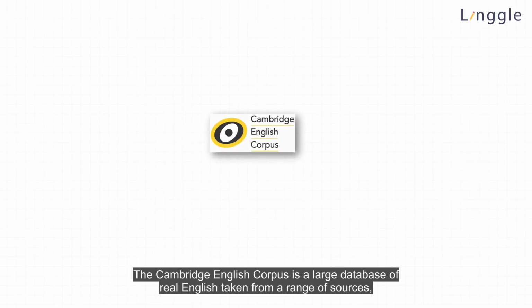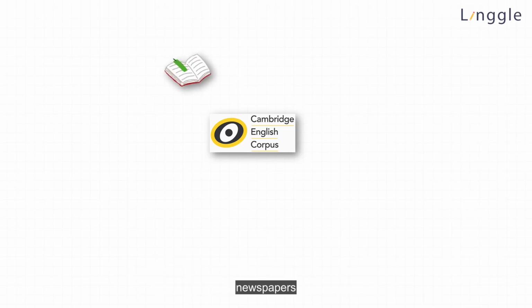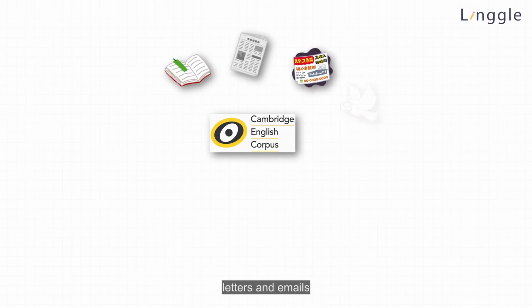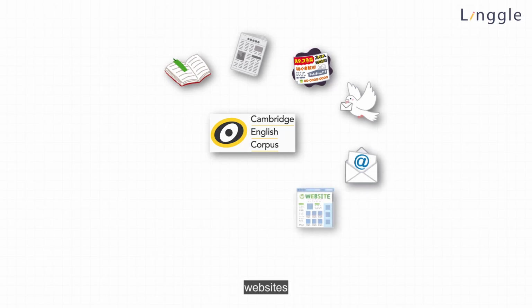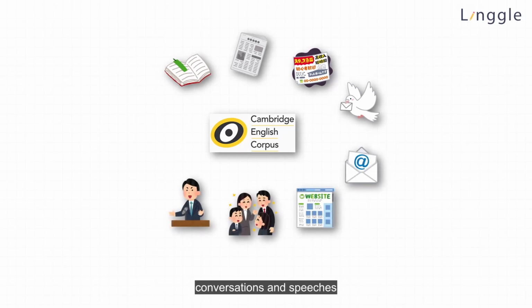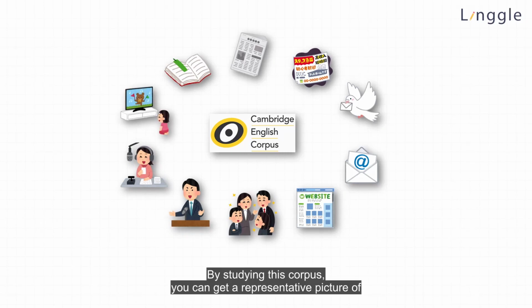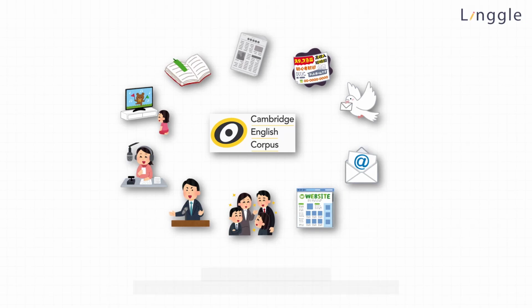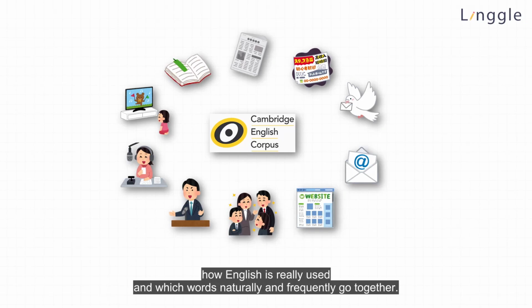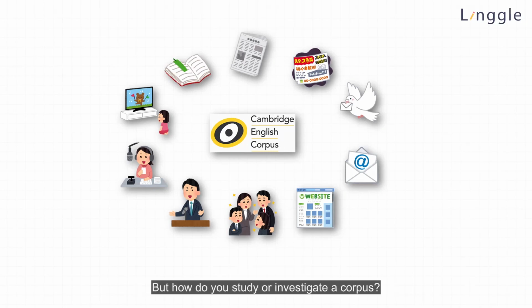Let's look at another example. The Cambridge English Corpus is a large database of real English taken from a range of sources, such as books, newspapers, advertising, letters and emails, websites, conversations and speeches, radio, and television. By studying this corpus, you can get a representative picture of how English is really used and which words naturally and frequently go together.